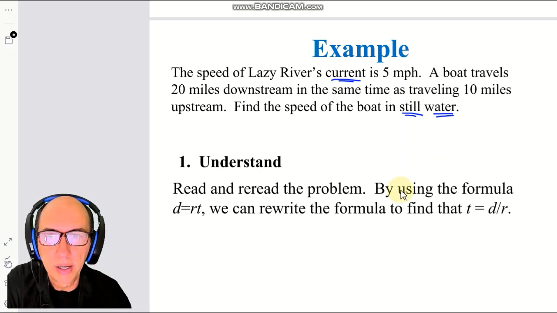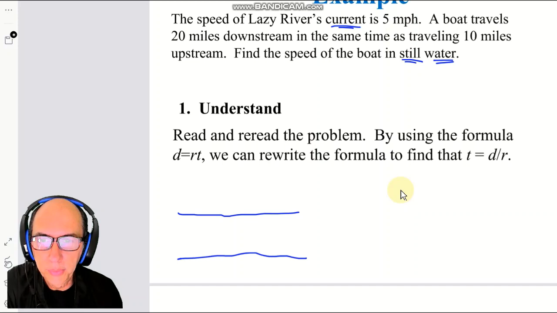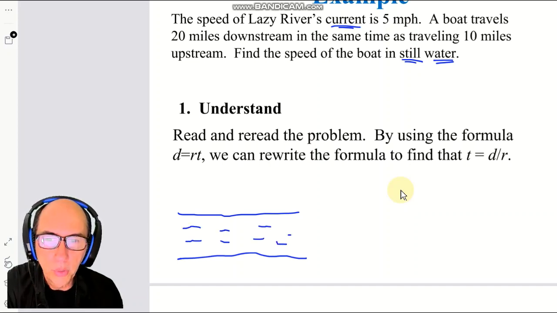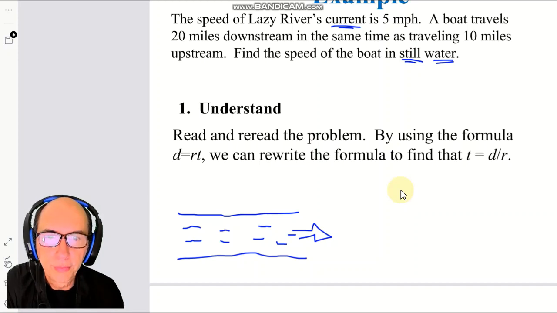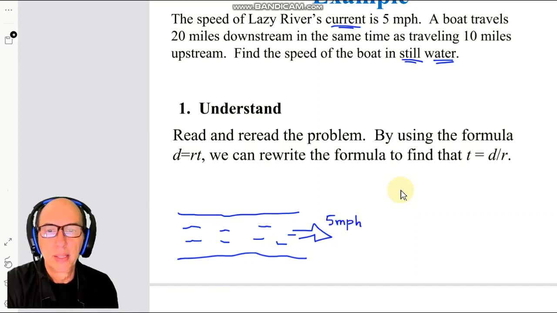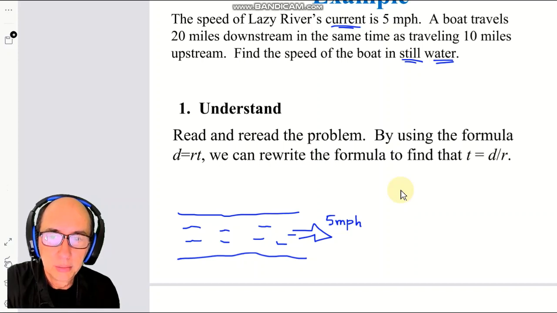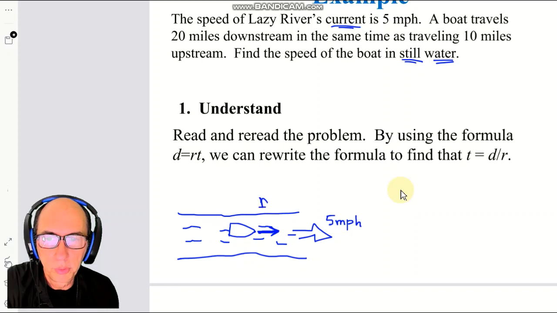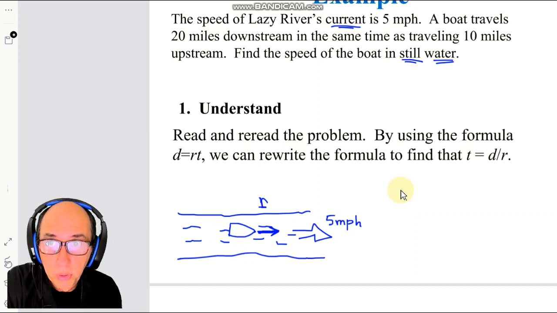We can draw kind of a picture so we can understand it better. Let's say this is the lazy river, right? This is the lazy river, and the stream is going, let's say this way. The stream is 5 miles per hour. And first the boat travels 20 miles downstream. That means the stream is helping the boat, right? The boat is going this way, downstream. And let's say the boat has a rate R. We don't know yet. And in this situation, the boat will travel 20 miles.